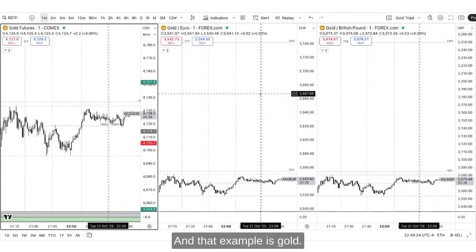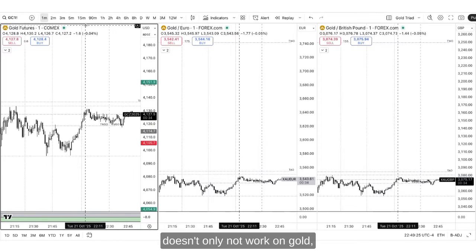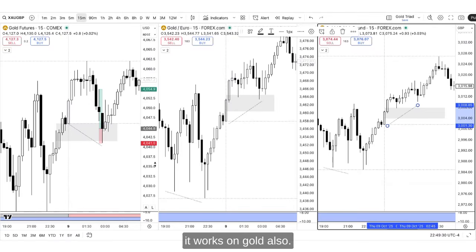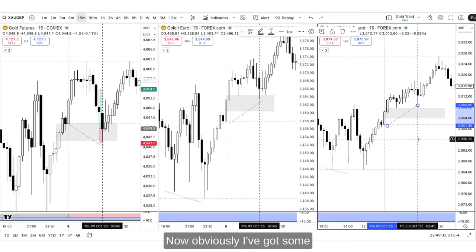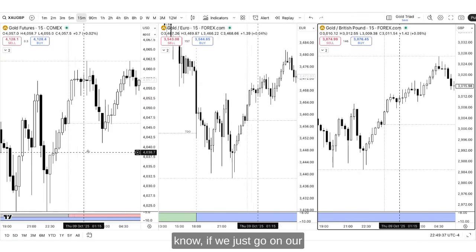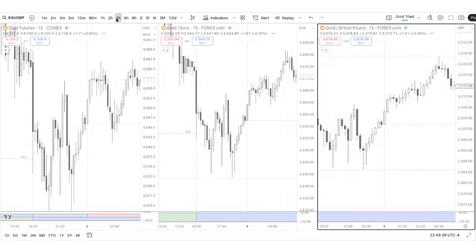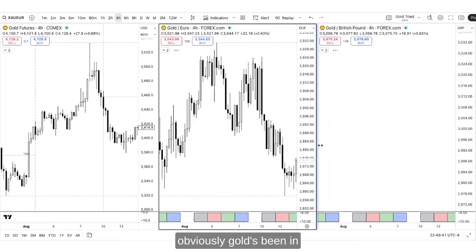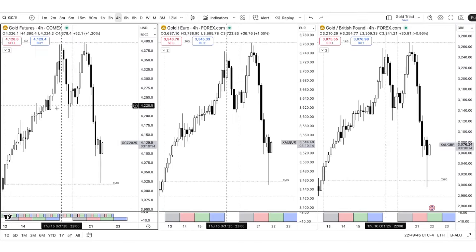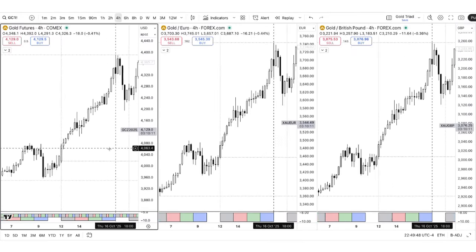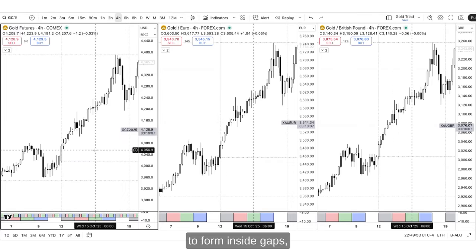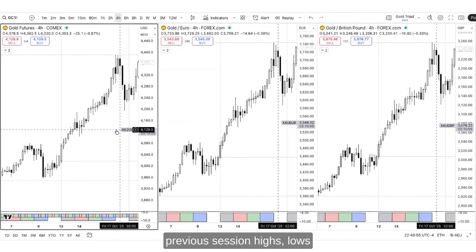And that example is gold, because this strategy doesn't only work on indices, it works on gold also. Now, obviously, I've got some lipstick here, but if we just go on our 4-hour chart here, obviously gold's been in this huge run up, as we all know, and this particular day, we're just looking for sequential SMT to form inside gaps, previous session highs, lows, and all that sort of stuff.